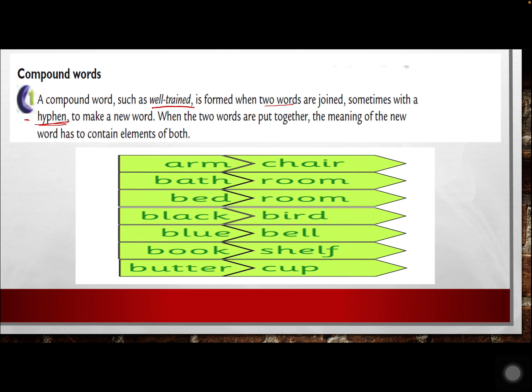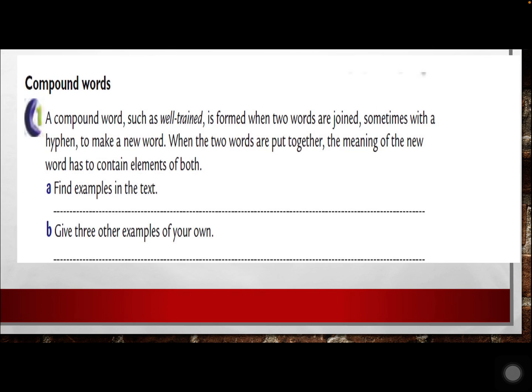Now, let's see an example of this. You have the word arm and the word chair. When we put them together, we have armchair, and that's a new thing. Bath and room, bathroom, bedroom, blackbird, bluebell, bookshelf, and buttercup. So all these words are two words joined together, combined to make a new word, which has a separate meaning, or the elements of both.